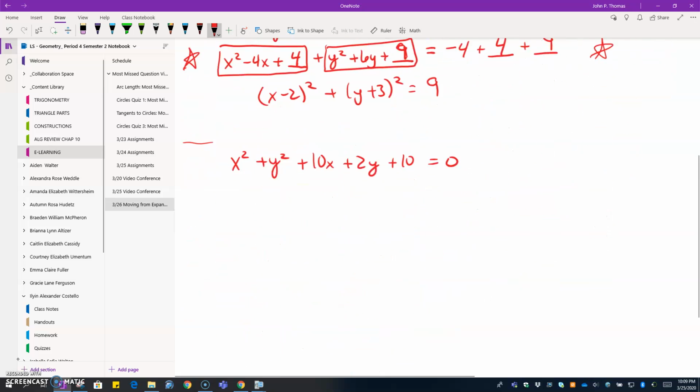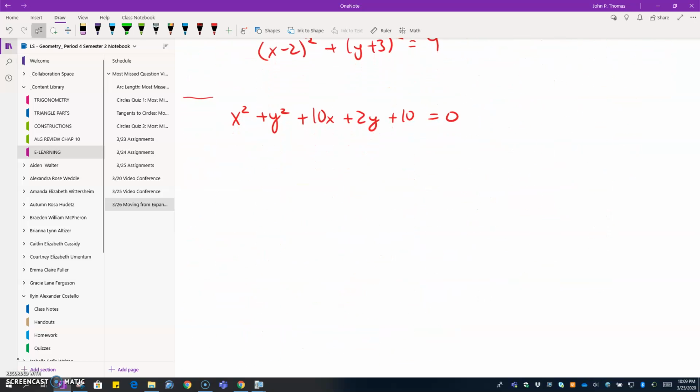So this second one, very similar problem, right? And I'm going to show that second technique that we did. So I'm going to go ahead and group my x's. So I have x squared plus 10x plus something plus y squared plus 2y plus something equals, now I'm going to move that 10 over to the other side. So I've got a negative 10.